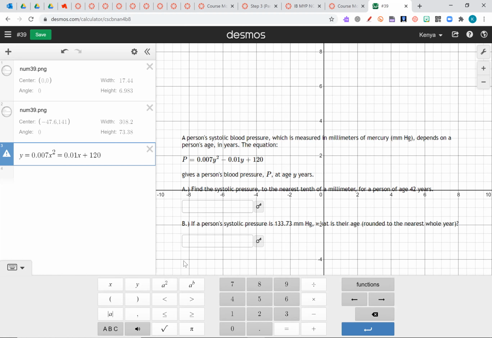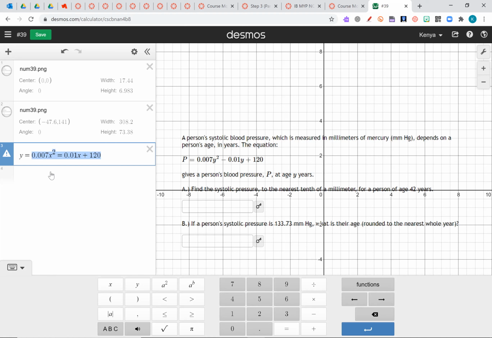All right, so I can't see my graph. Remember, my y-intercept is 120, and here I'm at 4. I definitely cannot see my graph, okay? But I actually don't need to see my graph in order to answer this particular question, which is find the systolic pressure to the nearest tenth of a millimeter for a person of age 42. What you need is the function, and age 42 is our x coordinate.